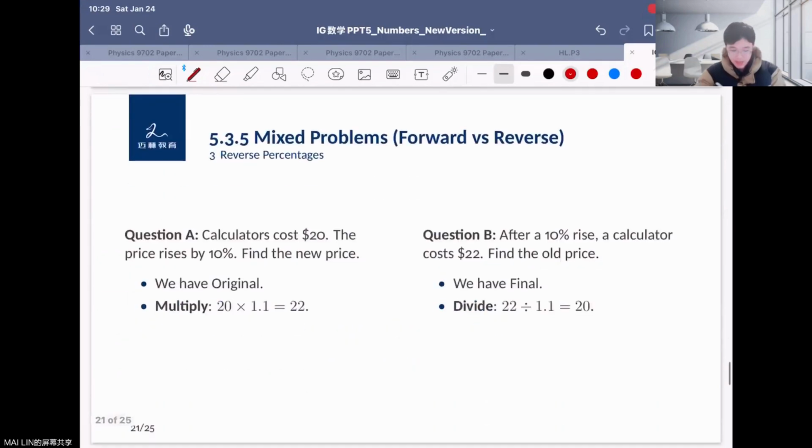Also some mixed problems. In question A, a calculator costs 20 and then the price rises by 10%. Find the new price. You can use 20 times 1.1 equals 22. In question B, after the 10% rise, a calculator costs $22. Find the old price. You can use 22 divided by 1.1, and the original price is 20. That is how we calculate these problems. This covers forward and reverse questions, and they all use percentages or multipliers.